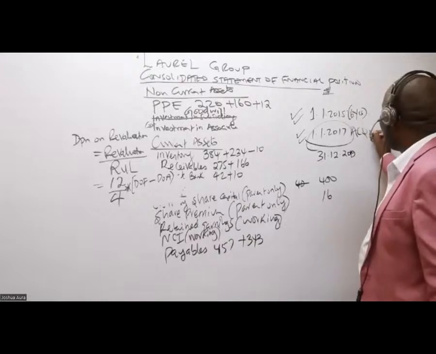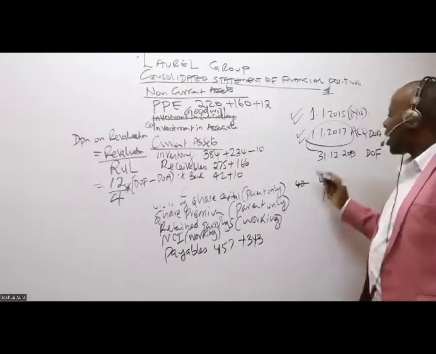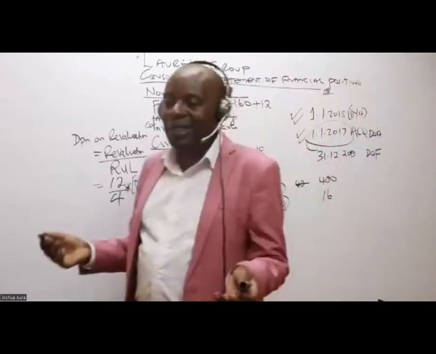So remember, this is the DOA and this is the DOF. DOA and DOF. So could you kindly count and tell me the number of years that we have in, or the number of months? I want years really.